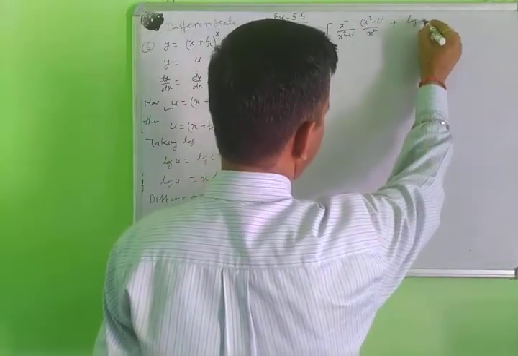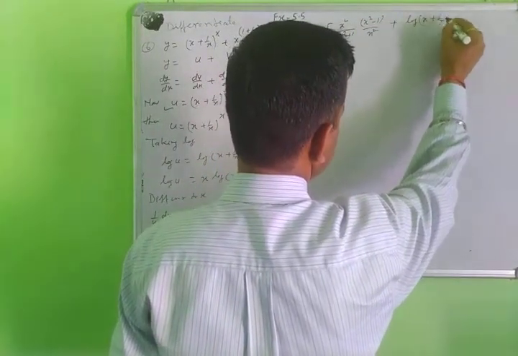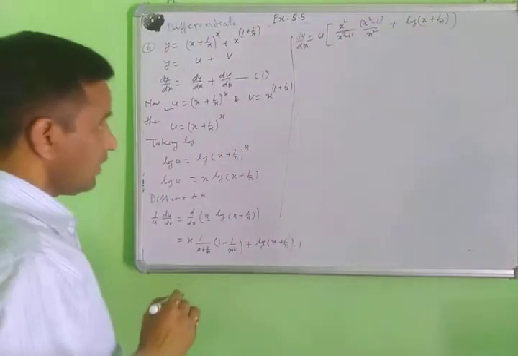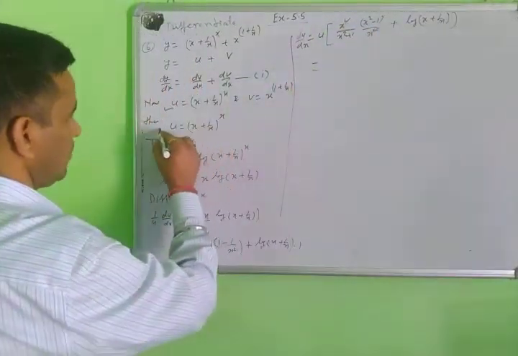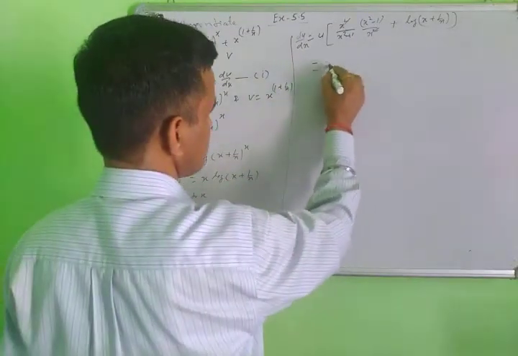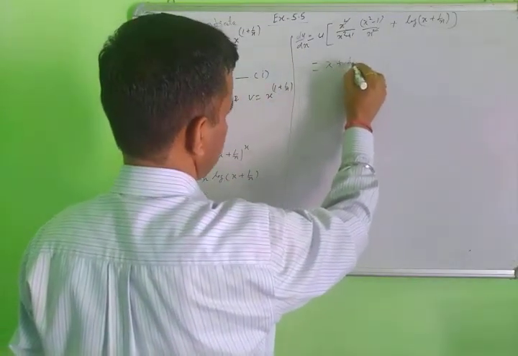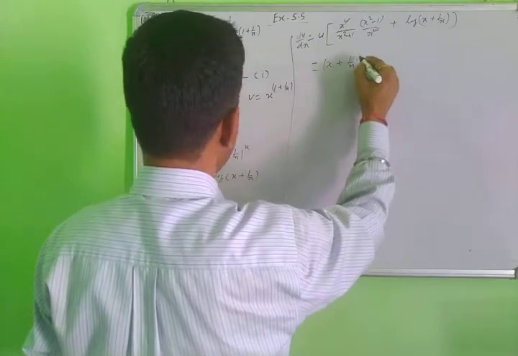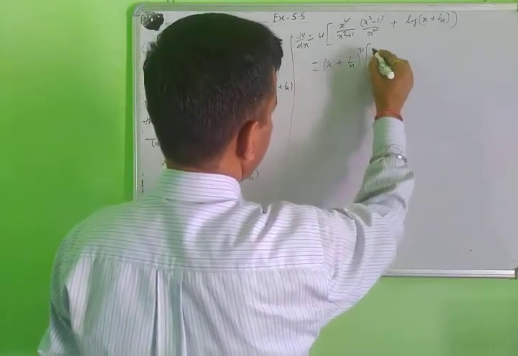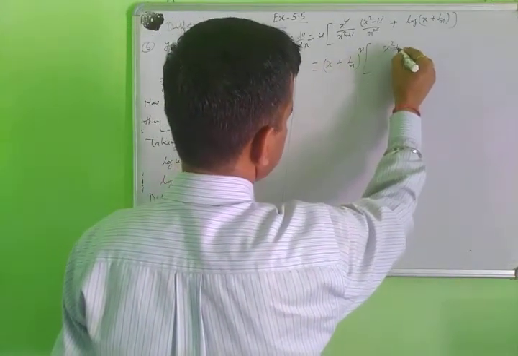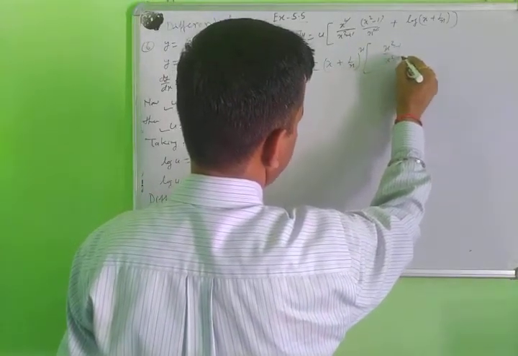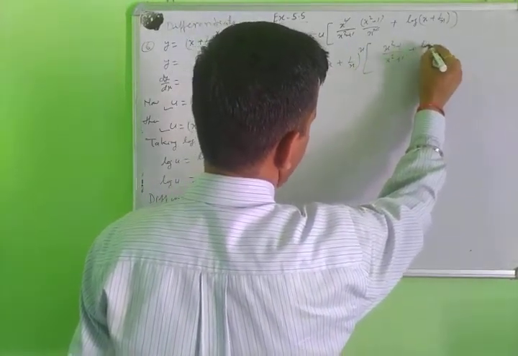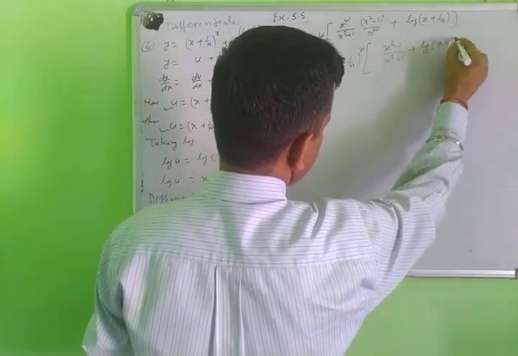log x plus 1 upon x. So this x square will be cancelled here, putting the value of u. What is the value of u here? u is x plus 1 upon x whole exponent x. This is x square minus 1 upon x square plus 1 plus log x plus 1 upon x.